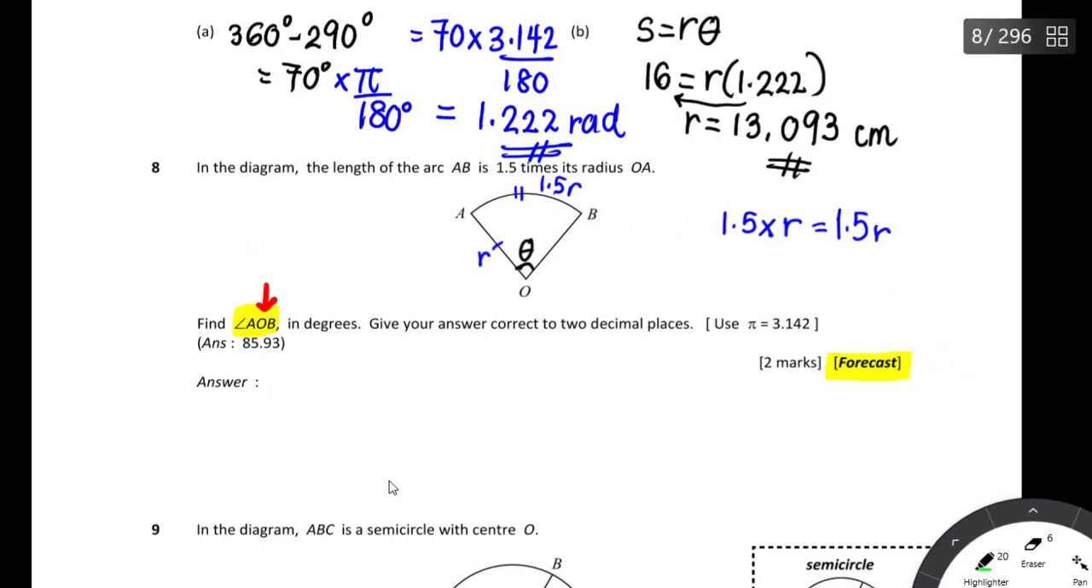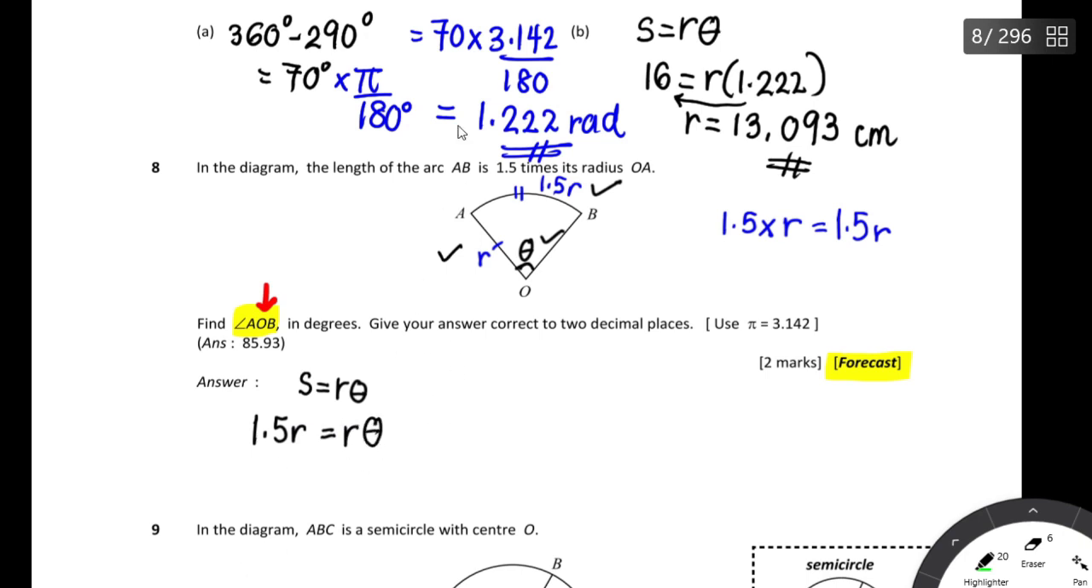Now, which concept can we use? Because right now, we only have this information. Even the r, we don't know what r is. It's not given in terms of numbers or values, okay? So let's use the concept s equals r theta. Because we have the s, we have the r, and we need to find the theta. So s is 1.5 r equals r times theta.